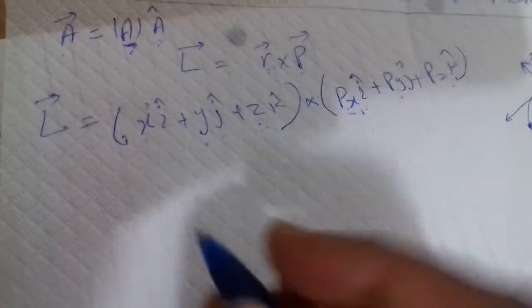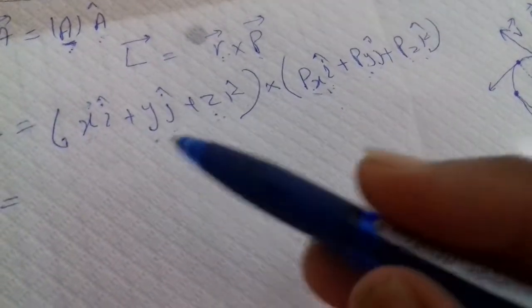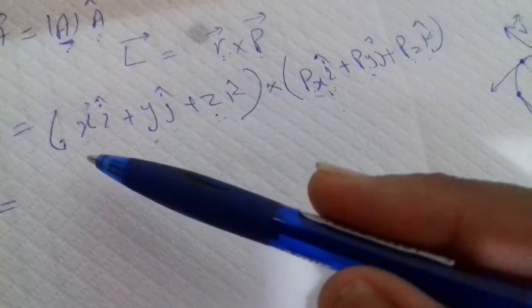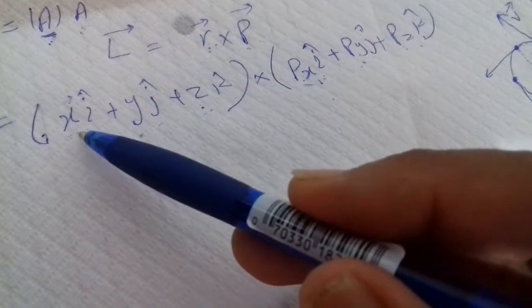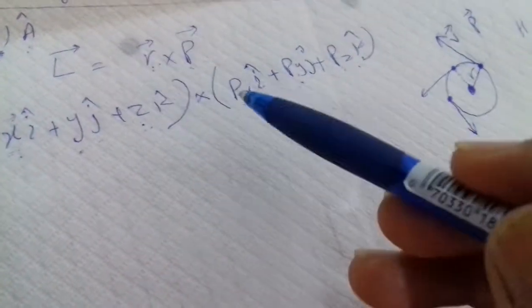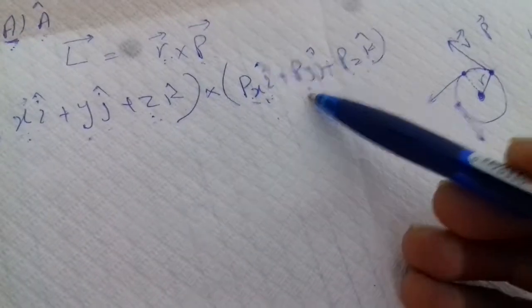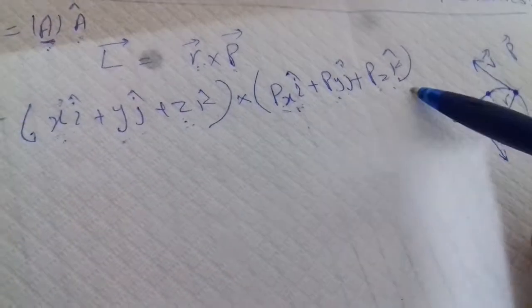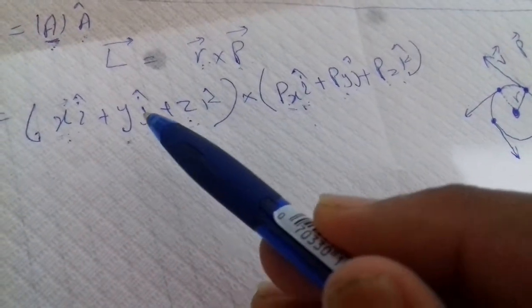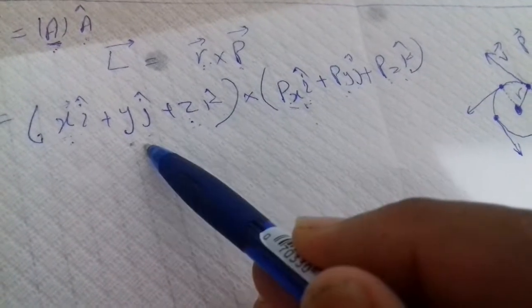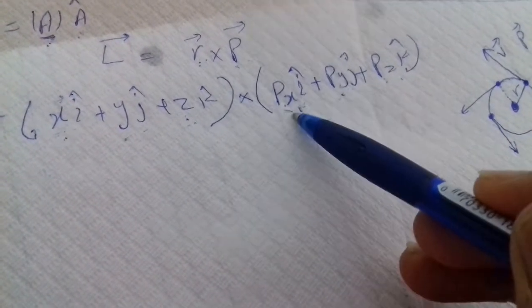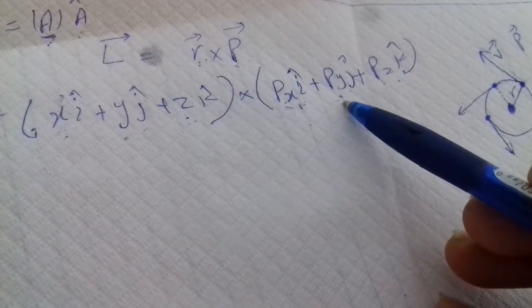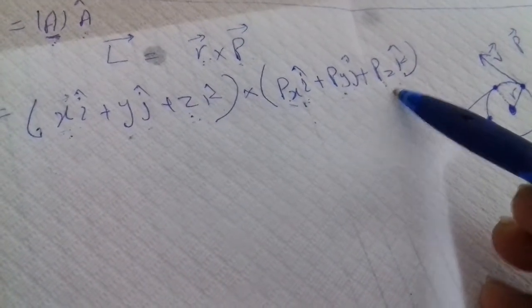Now we have studied cross multiplication and dot multiplication in our high school physics: when we cross multiply or dot multiply two brackets, we multiply the first component of the first bracket with the first component of the second bracket, and then the second and the third component of the second bracket. This is the first bracket and this is the second bracket. After that we multiply the second component of the first bracket with the first, second and third components of the second bracket, and the same with the third component.